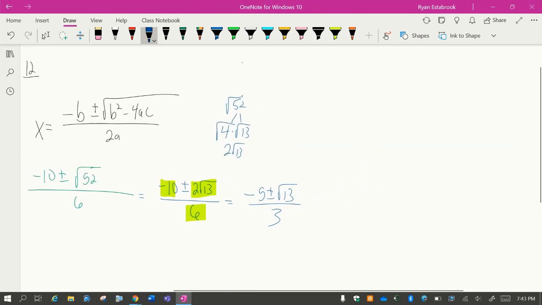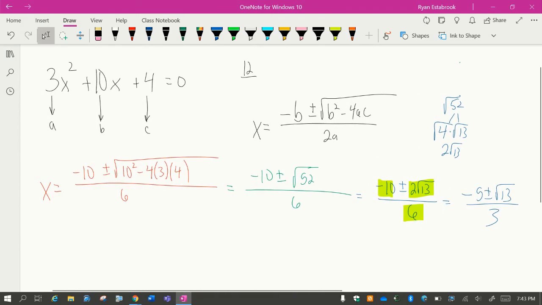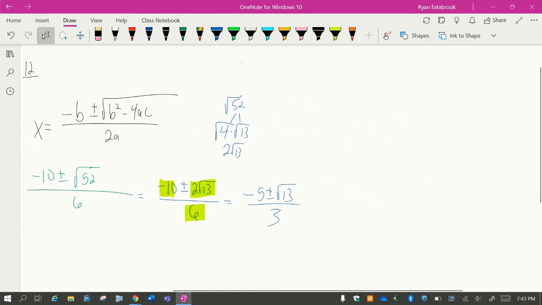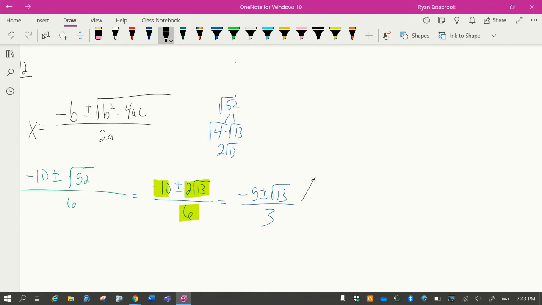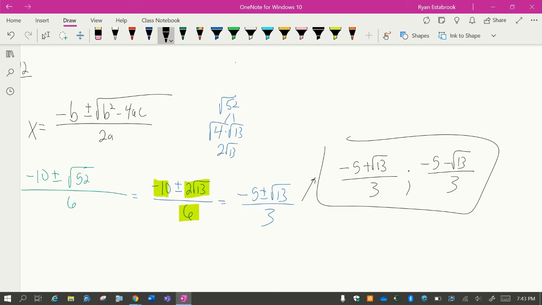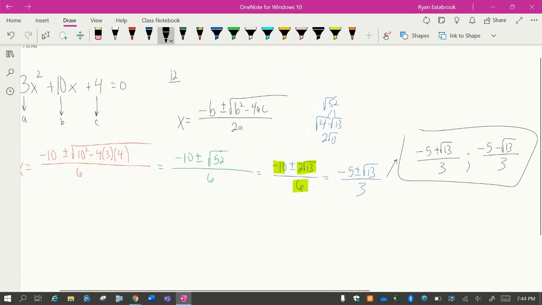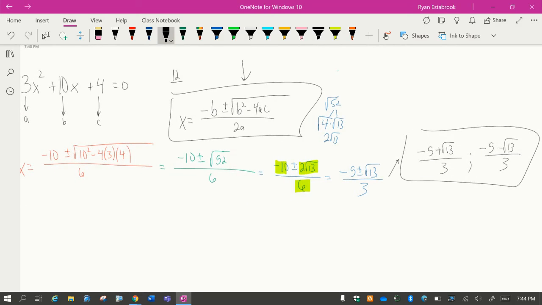And there's really two answers here. When we solve a quadratic, there's almost always going to be two answers unless it's a double root. So our two answers here are negative 5 plus the square root of 13 over 3, which would give us one of the solutions. And the other one would be negative 5 minus the square root of 13 over 3. Turns out if we looked at the decimal equivalents of these, both of them would be negative, but we have our two solutions using this quadratic formula.